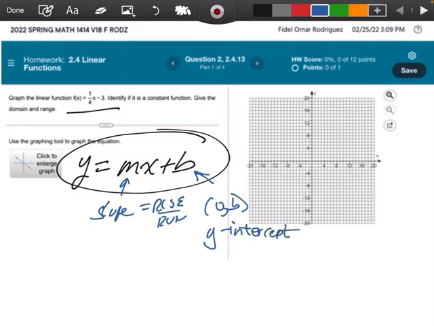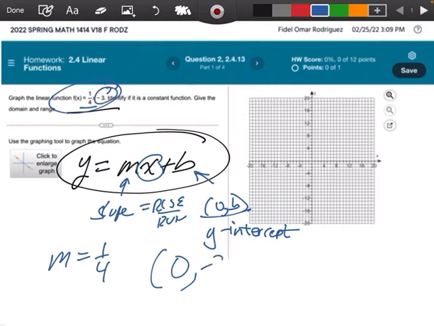So in this case, when I'm looking at the equation I have right here, it looks like my m is 1/4, because that's the number in front of the x. And my point (0, b), it's always (0, b), 0 and whatever number. In this case, my b is negative 3. So what does that mean I'm going to do? When I do my graph, y'all, I'm going to start down here at (0, negative 3), right about there. My slope is 1/4, so I'm going to move up one space and to the right 4, and that's what my line's going to look like.